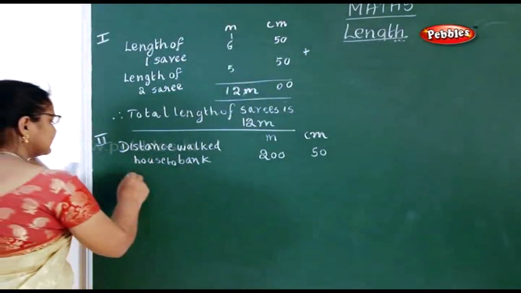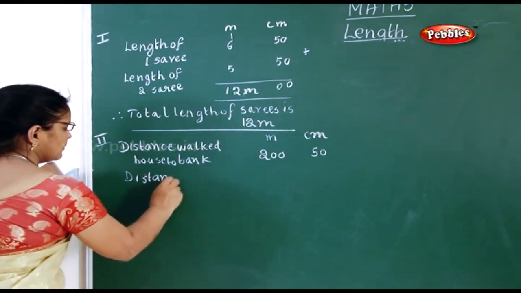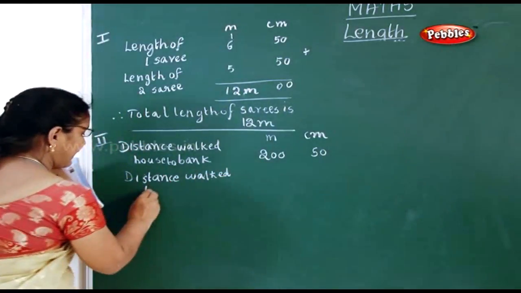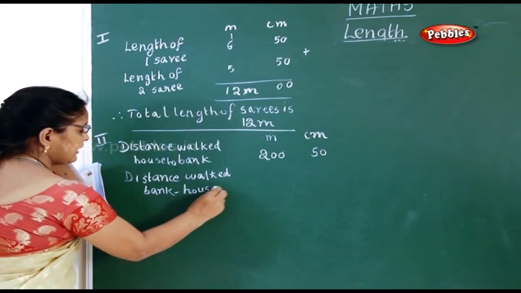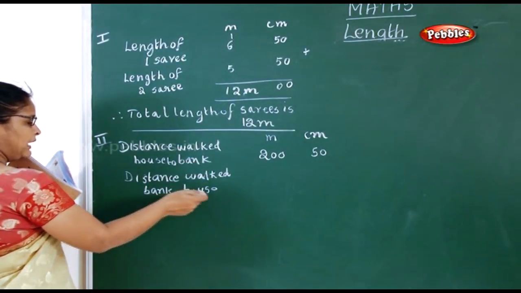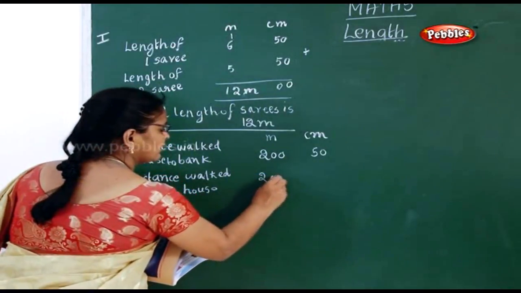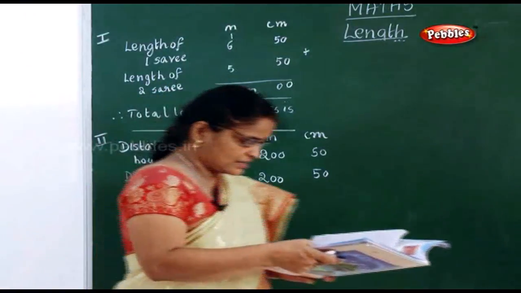Now, the distance walked from bank to house. First line was house to bank. Next is bank to house. Now, how much did he cover? It is again 250 centimeter. Now, what is the question they have asked?